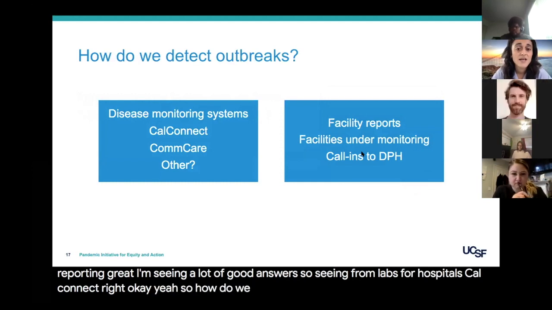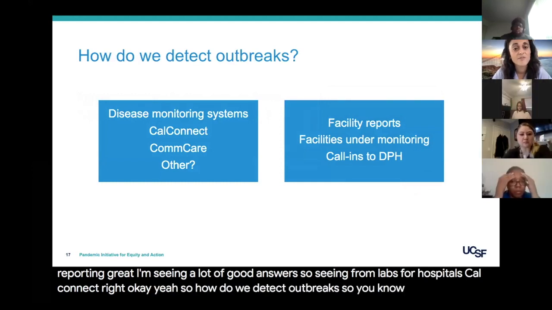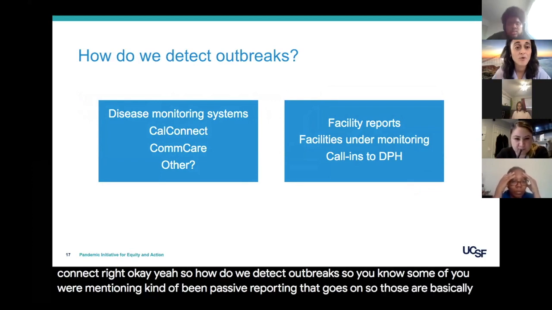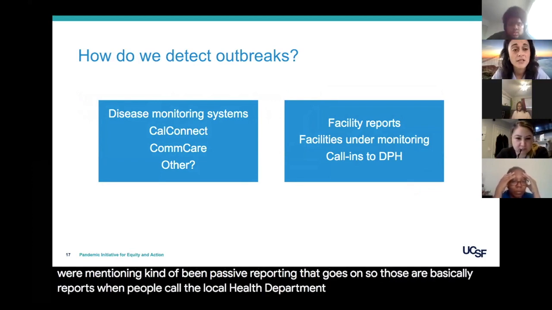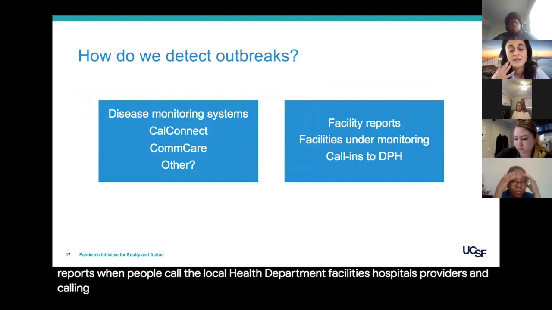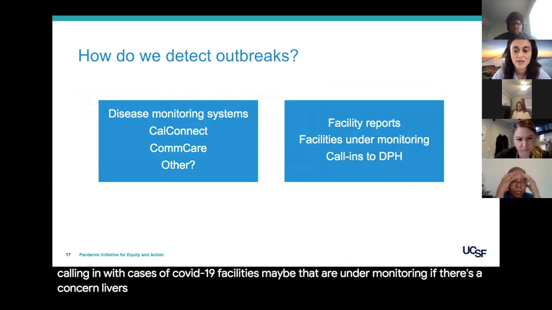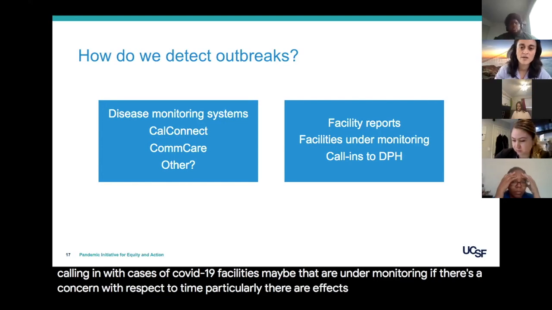So how do we detect outbreaks? Some of you were mentioning the passive reporting that goes on. Those are basically reports when people call the local health department. Facilities, hospitals, and providers are calling in with cases of COVID-19. Facilities under monitoring, where there's concern that there's an outbreak at a particular facility, are one set of ways that you might hear about or suspect an outbreak.